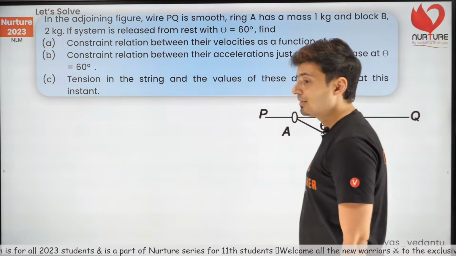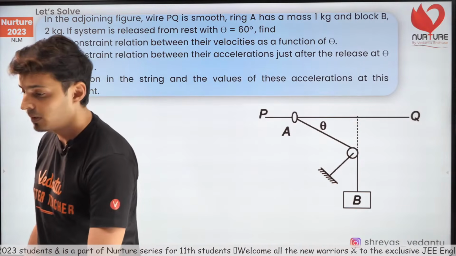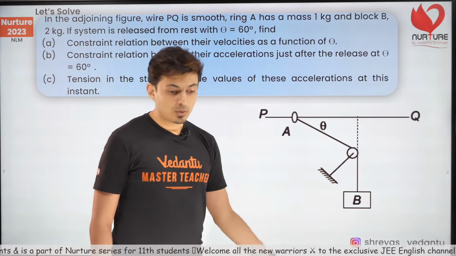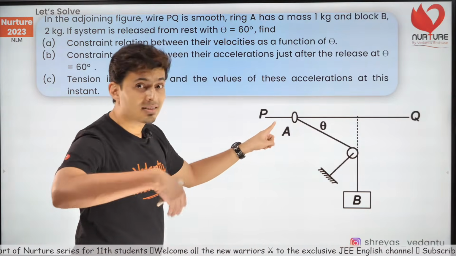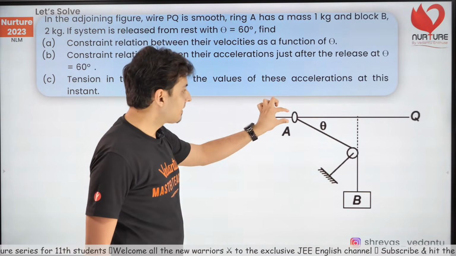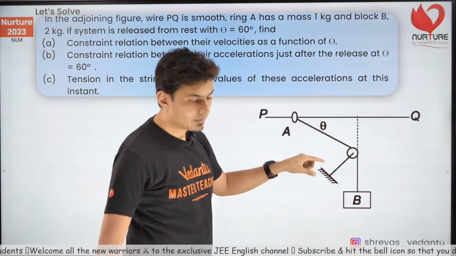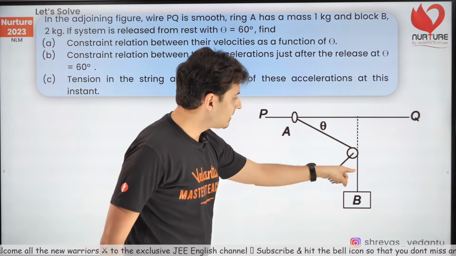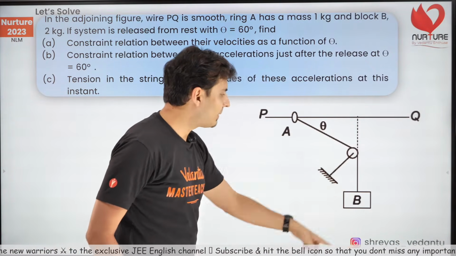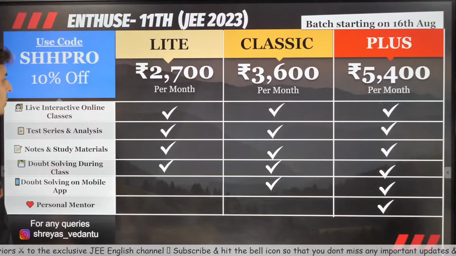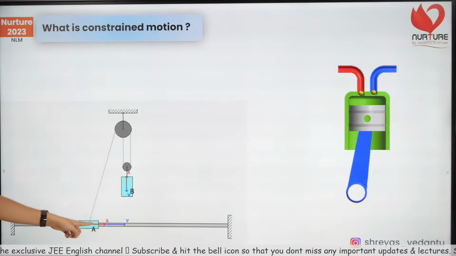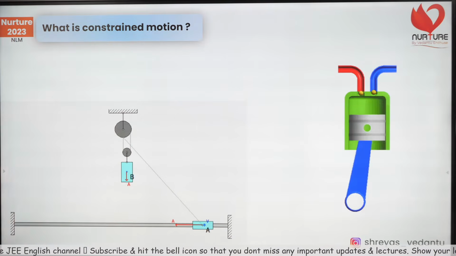Now let's look at this question coming up on your screen. Now this is slightly different. There is a ring which can slide like this. And there is a thread that runs over the pulley and this block goes up and down. This is similar to this question. Somewhat similar.